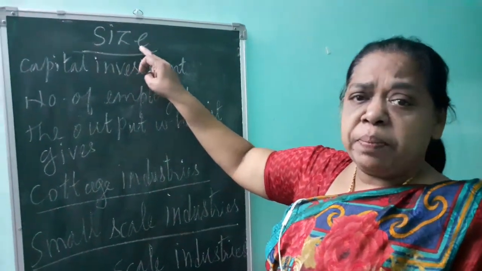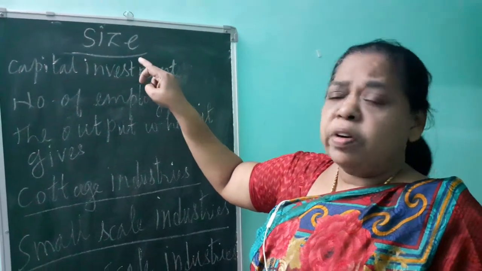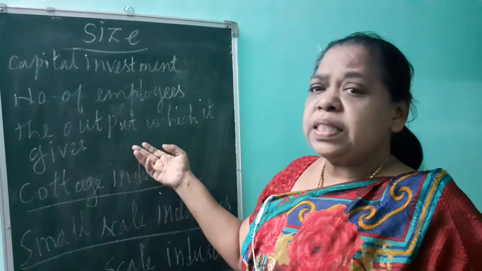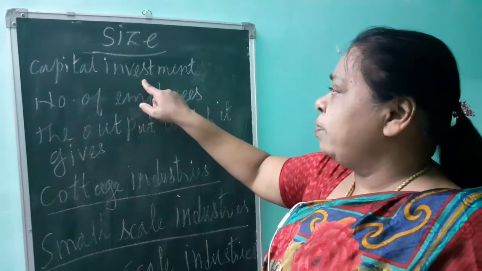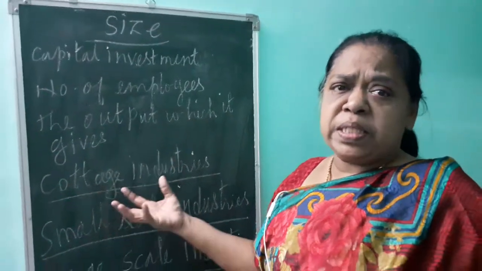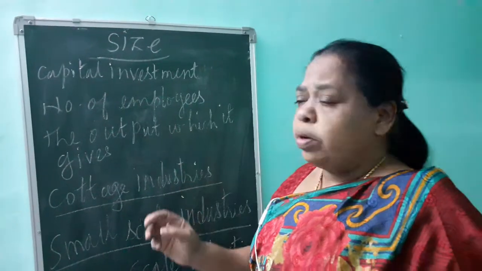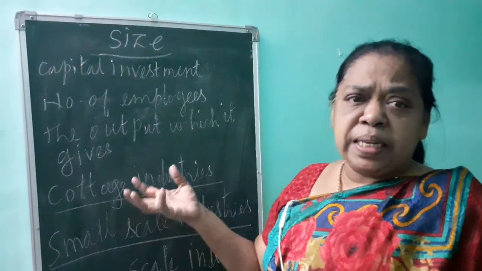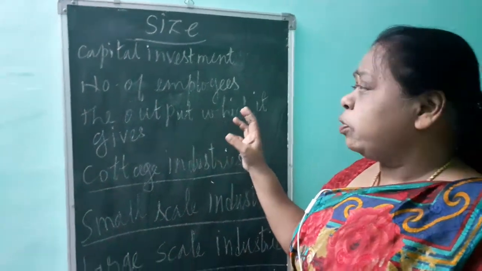Classification of industry based on the size. The size of the industry follows some factors, that is some reasons. First one is the capital investment. Capital means the money, how much money they are investing in the industry. Second, number of employees, how many people are working in the industry. Based on that also we can classify the size of the industry.